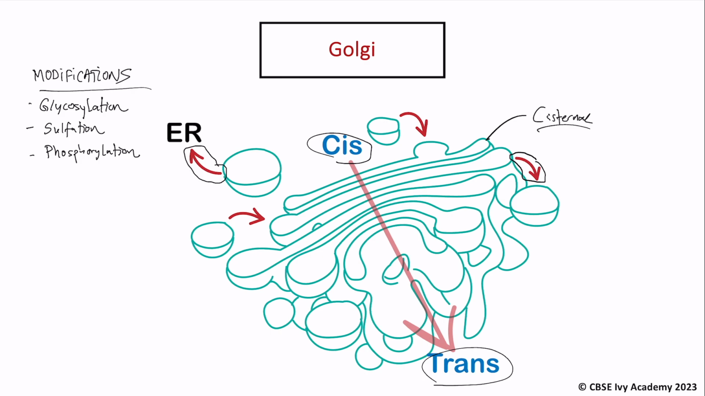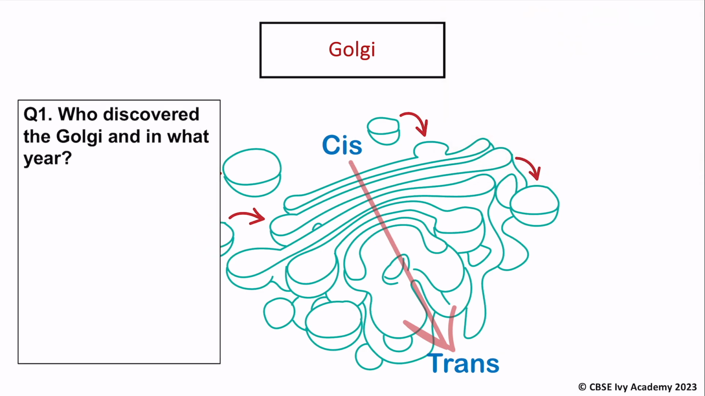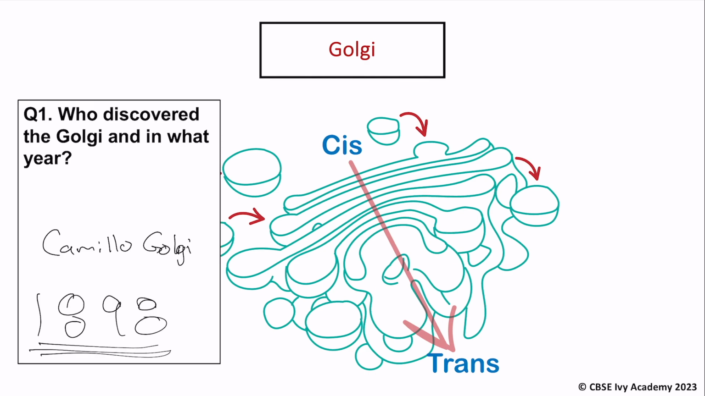Let me go ahead and clear the ink and ask you your questions. First question, who discovered the Golgi and in what year? You do have to know this. And the answer is Camillo Golgi. And in what year? The year of 1898. Camillo Golgi discovered the Golgi.